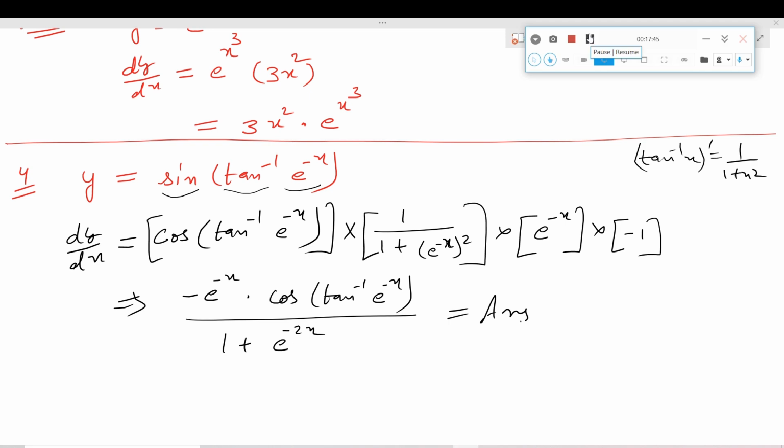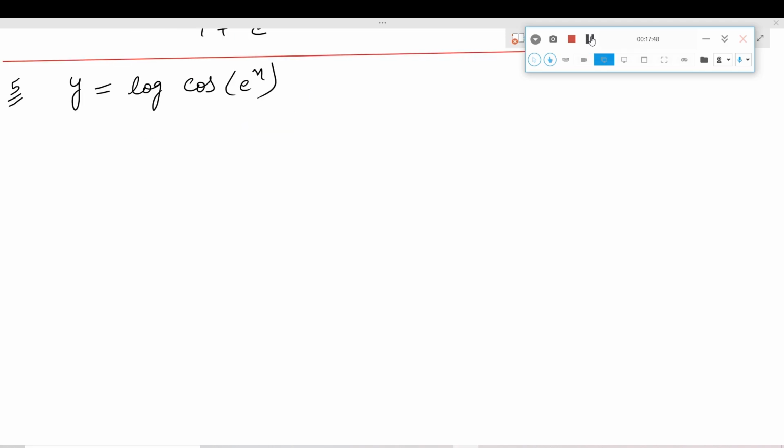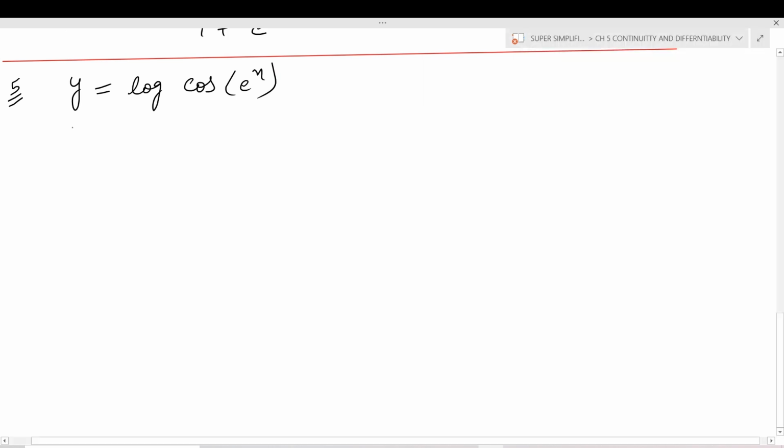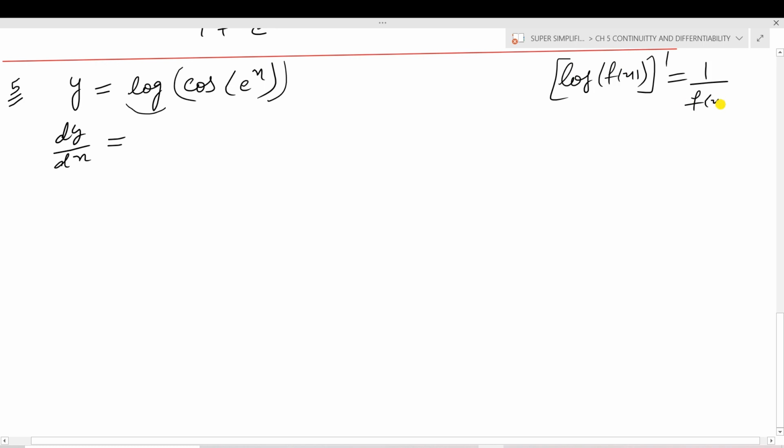Next question is y is equal to log of cos of e raised to the power x. Now let us find its derivative. dy by dx will be, now again you can see the outermost function is log, which is applied on cos e^x. So log function applied on cos e^x, cos function applied on e^x, and exponential function applied on x. As I have already discussed, if you have log of f(x), its derivative is going to be 1 upon f(x) multiplied by f dash x.